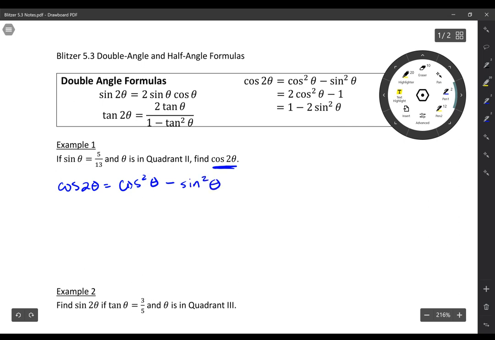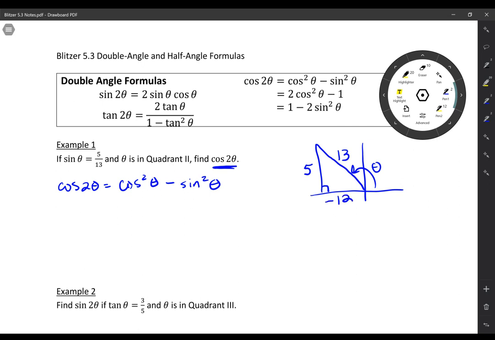And I know some things about theta, right? I have a trig ratio, so I don't know the angle, but I know 2 sides on the triangle. And it says quadrant 2. So I'm going to go ahead and draw it in quadrant 2. And here's my theta. So if my sine is 5/13, y is 5 and 13 is r, and it's a Pythagorean triple, so the third side is negative 12. Negative because it's that negative x direction.